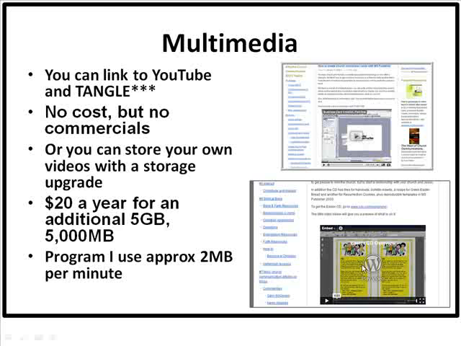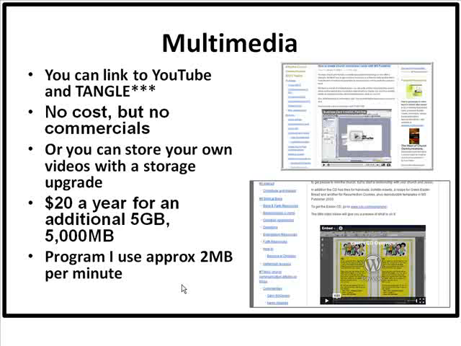This is one of them. You can see that it was with WordPress. For an additional $20 a year, you get 5 gigabytes, or that's 5,000 megabytes. Now, the program that I use to create videos runs about 2 megabytes per minute. So basically, I would have 2,500 minutes of video. That's a lot of video. If you need additional storage, you can purchase it, but very, very inexpensive.